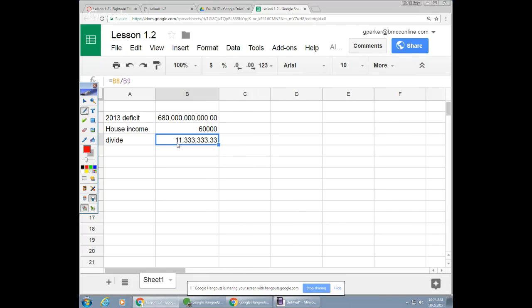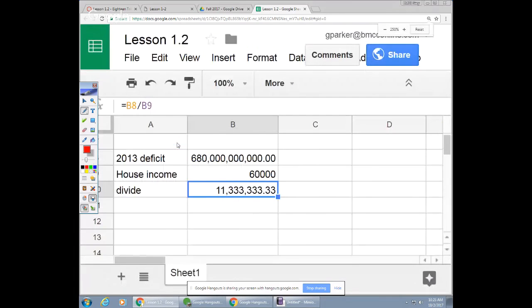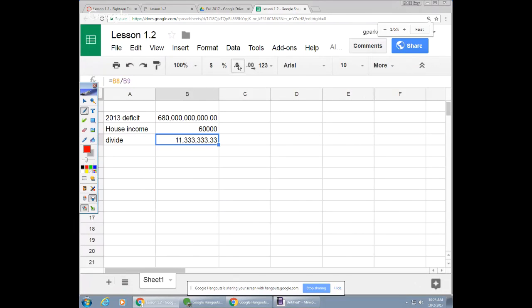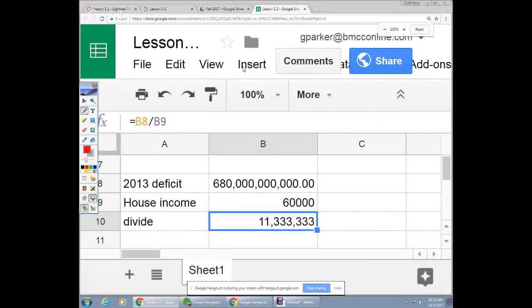What would we say? How many times bigger, roughly? About 11 million. Yeah, so I could drop some decimals there. Hopefully me zooming in and out isn't making anybody dizzy. That's about 11 million times. So the deficit in 2013 is 11 million times greater than the average household income.